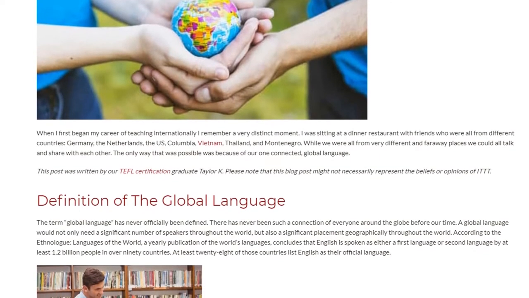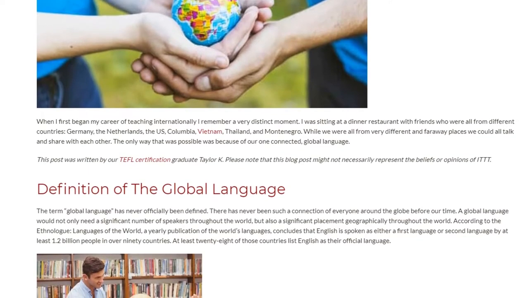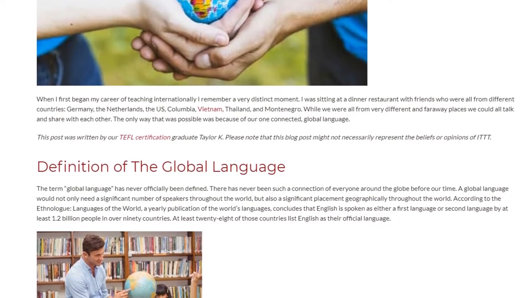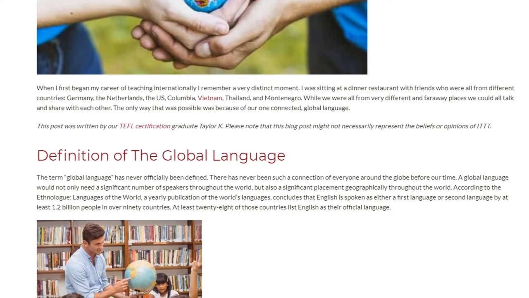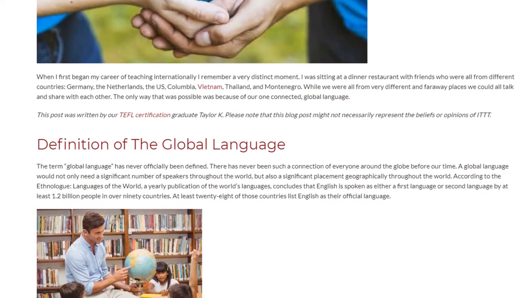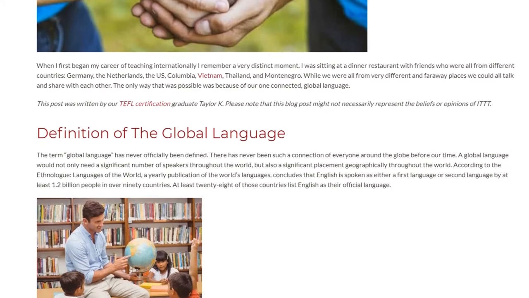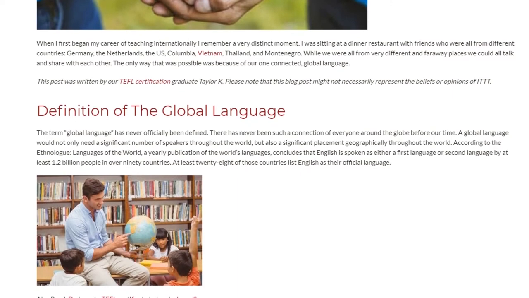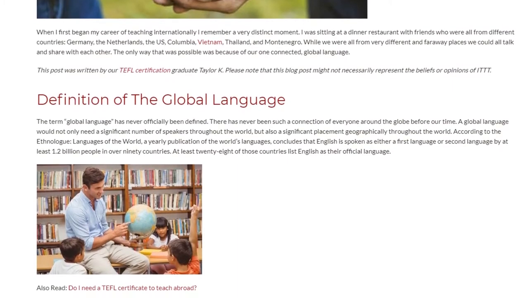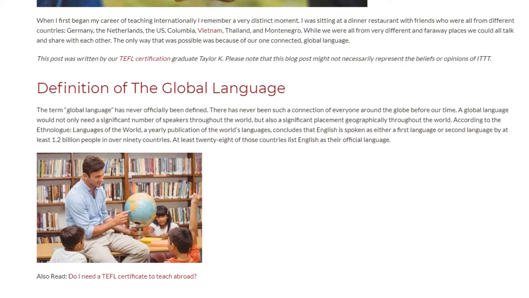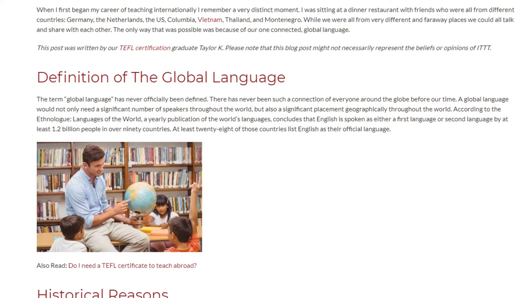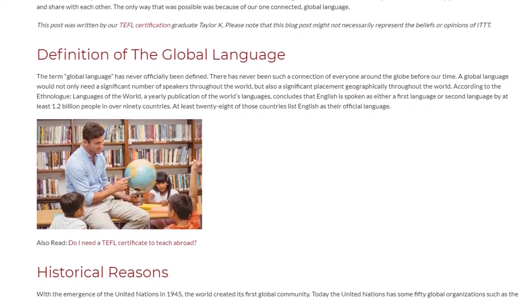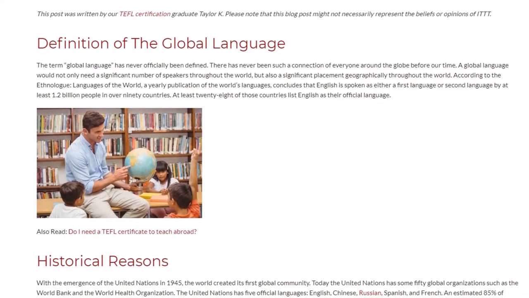Definition of the global language. The term global language has never officially been defined. There has never been such a connection of everyone around the globe before our time. A global language would not only need a significant number of speakers throughout the world, but also a significant placement geographically throughout the world. According to the Ethnologue, Languages of the World, a yearly publication of the world's languages, English is spoken as either a first language or second language by at least 1.2 billion people in over 90 countries. At least 28 of those countries list English as their official language.